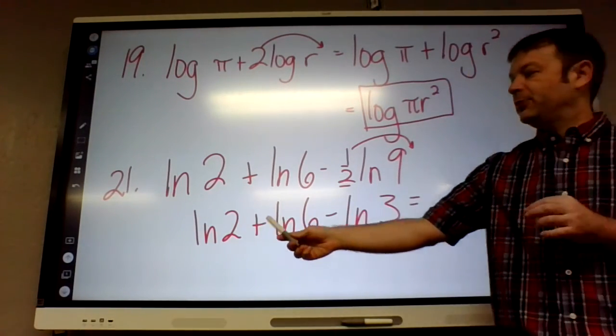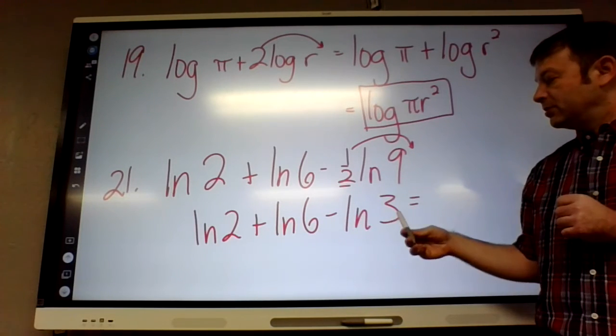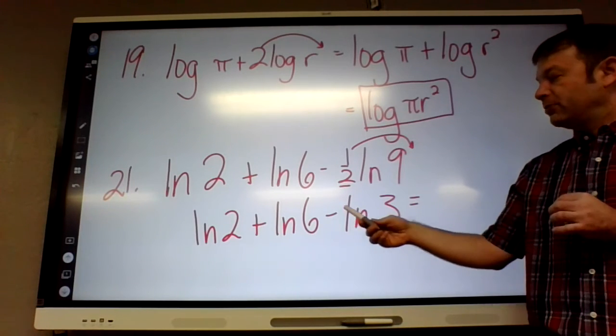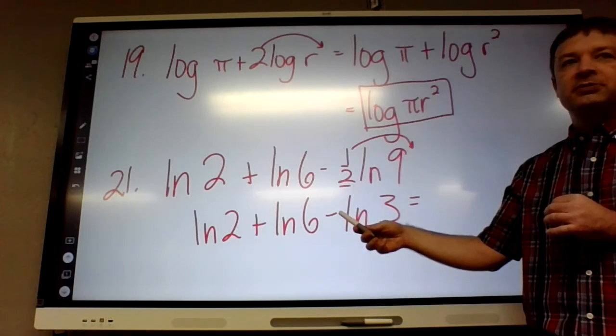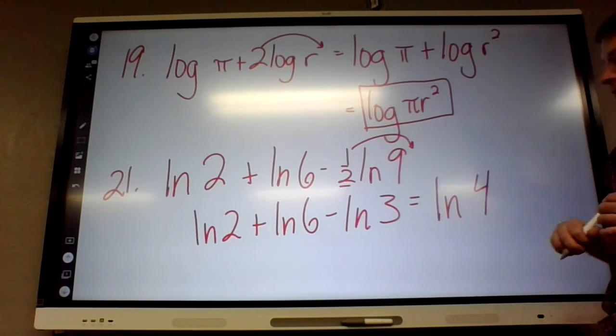Okay, so you said multiply these two, right? Yeah. 2 times 6 is 12 over natural log of 3. Over 3. Well, divide, right? So 12 divided by 3 is 4.